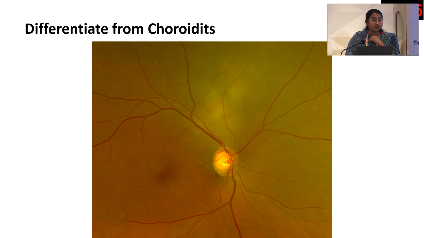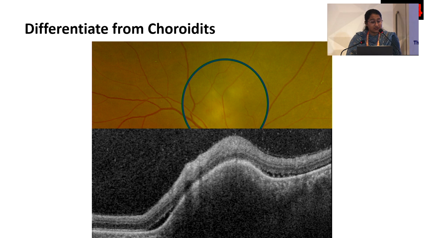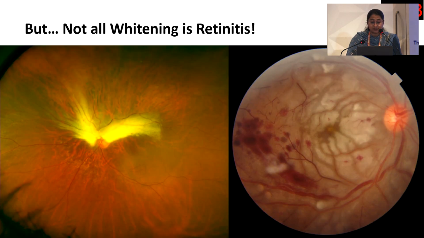We need to differentiate these patients with choroiditis. Because choroiditis is deeper, it is more yellow. The deeper we go, the more yellowish the lesion becomes. So we did an OCT through this, and we can see that there is thickening of the choroid at this area. So this was a case of focal choroiditis.